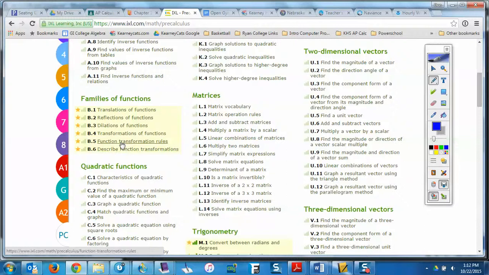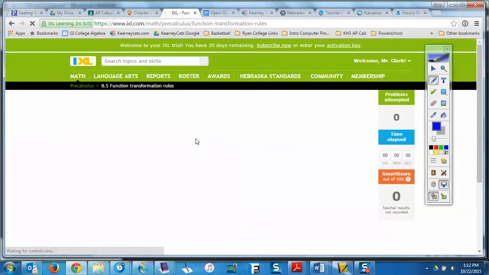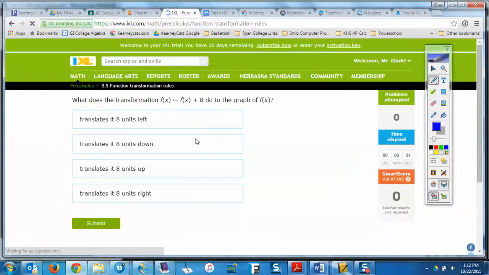So here's what I wanted. I just want to run through this with you real quick. Let's see if we can get to 100. All right. So what does a transformation, they're going to be pretty easy and they'll get a little trickier, but this will run through all the possibilities and then we'll show you how this is going to look on your homework. What does f of x transformed to f of x plus 8 do to the graph?